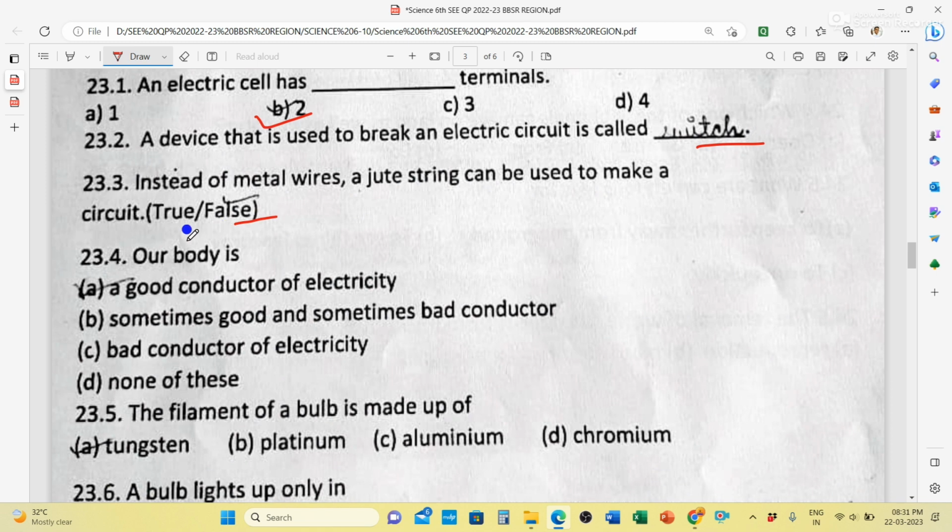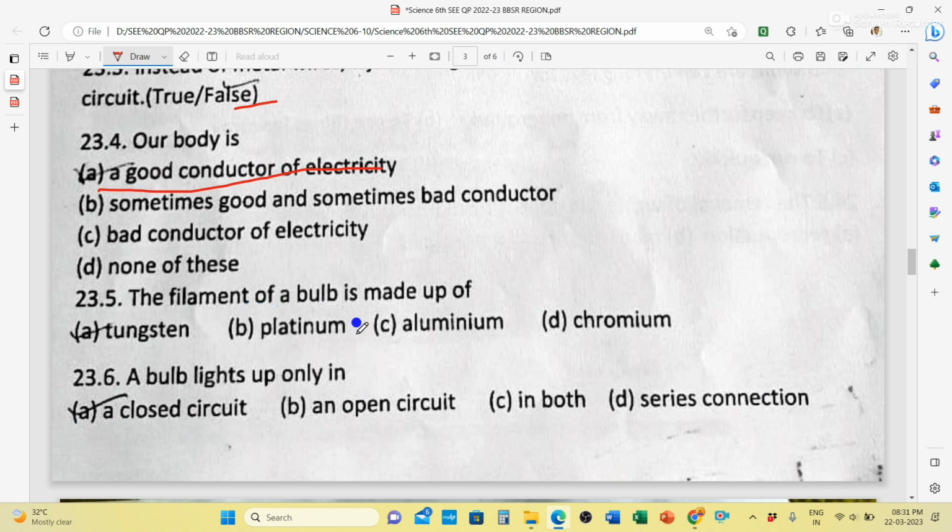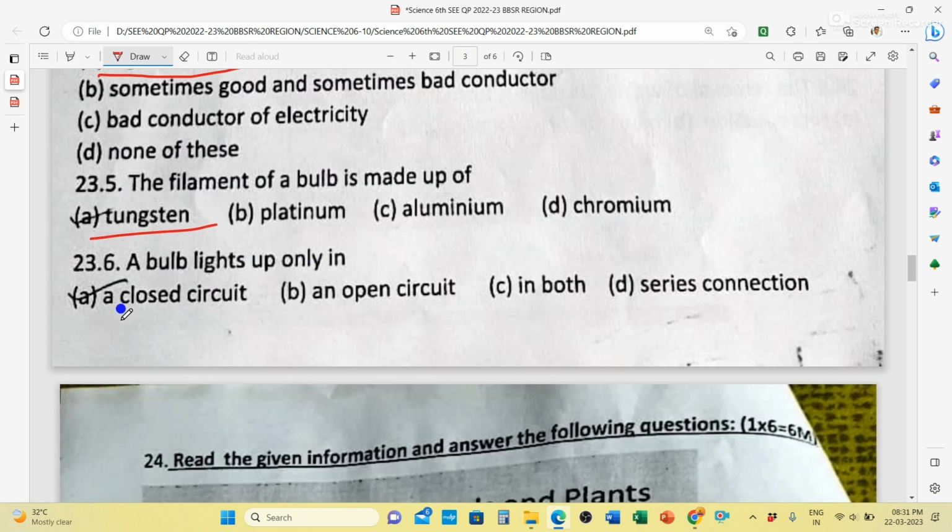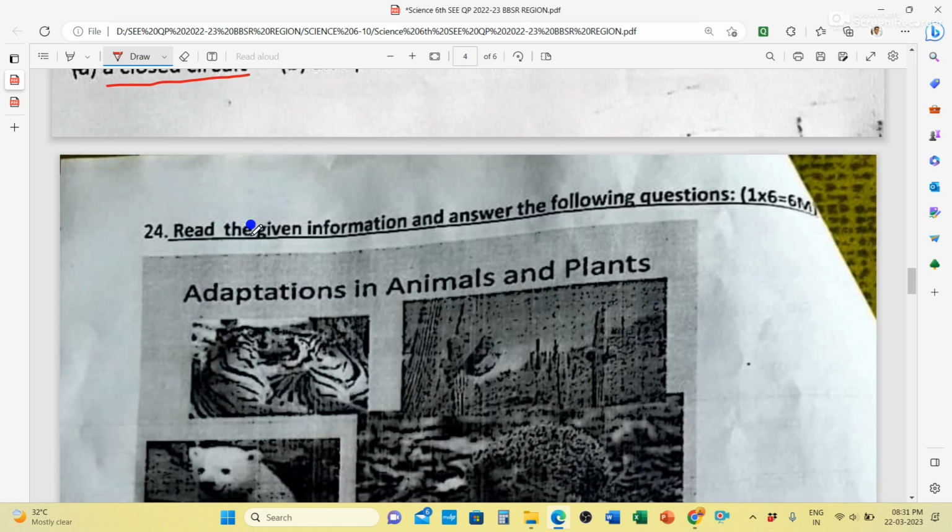Then our body is a good conductor of electricity. The filament of a bulb is made up of tungsten. A bulb lights up only in a closed circuit. Then read the given information and answer the following questions.